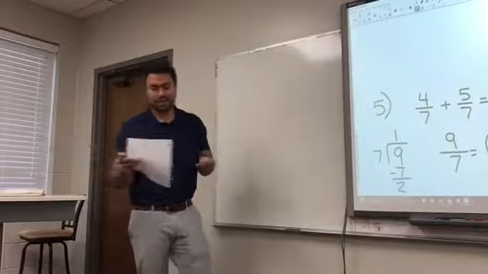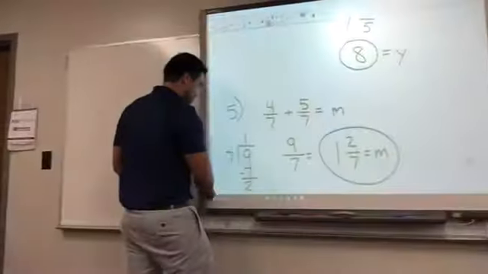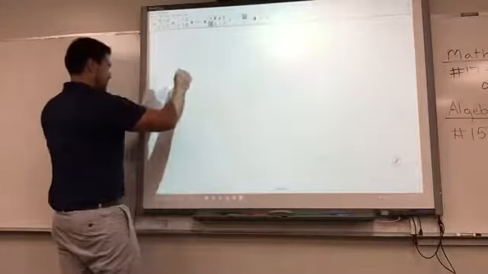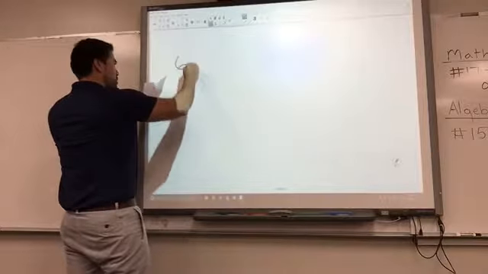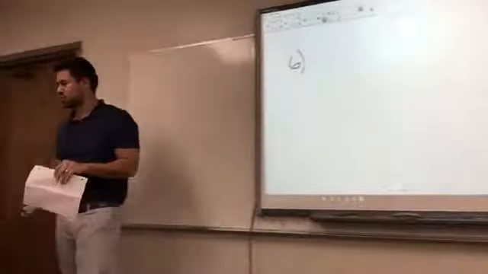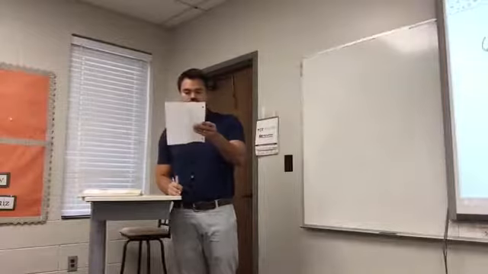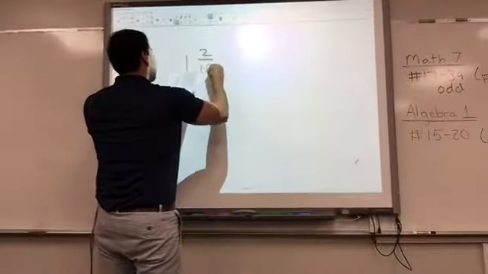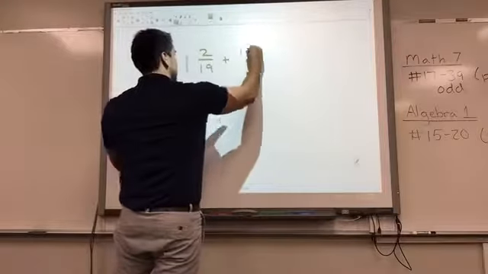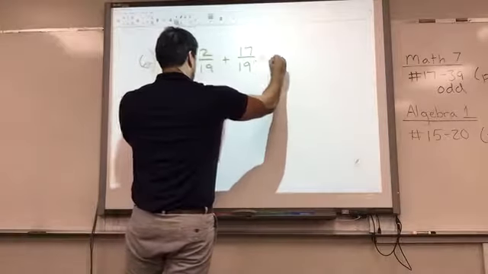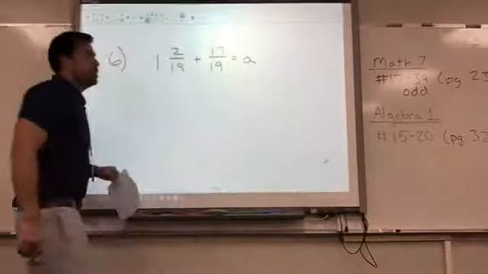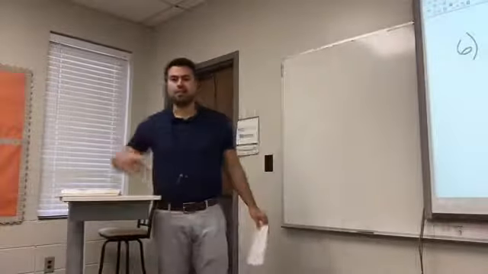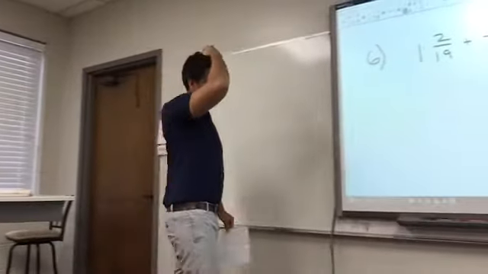Number 6. Go ahead and do number 6, please. Make sure that your words are not being a distraction to others, because we want to show love to others in what we do. So this is 1 and 2/19 plus 17/19, and that equals A. So remember, add the whole number parts, add the fractional parts, combine until a final answer equals A.